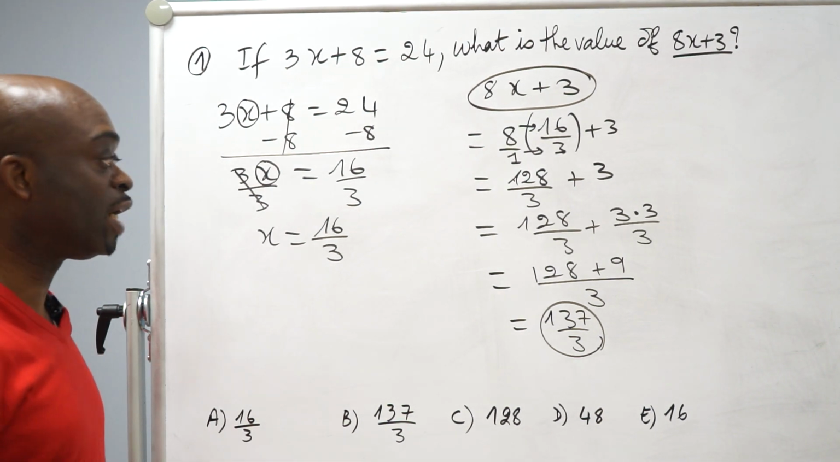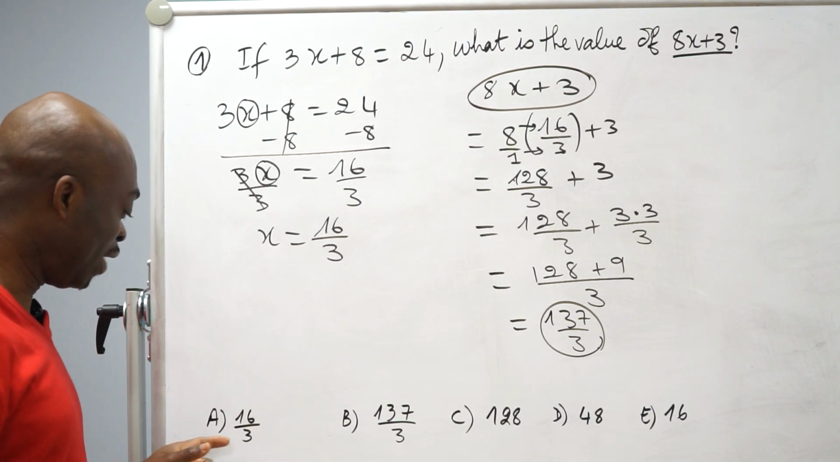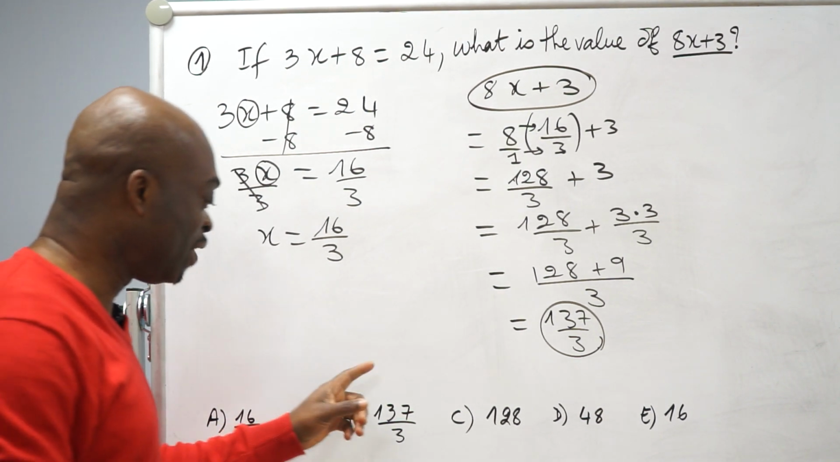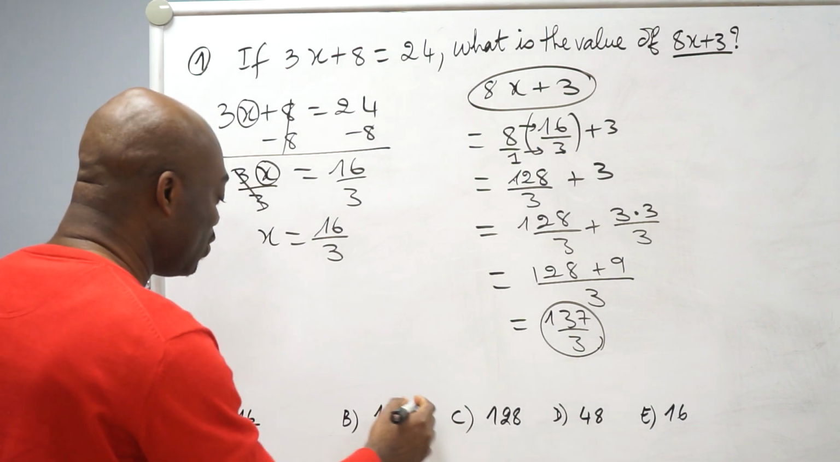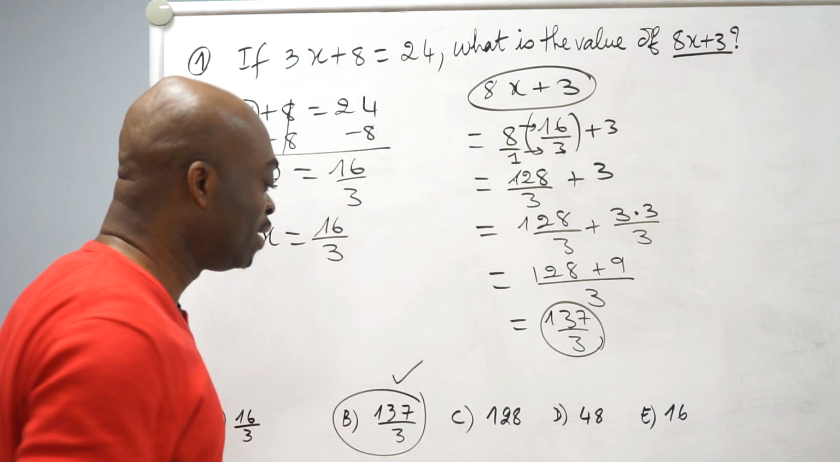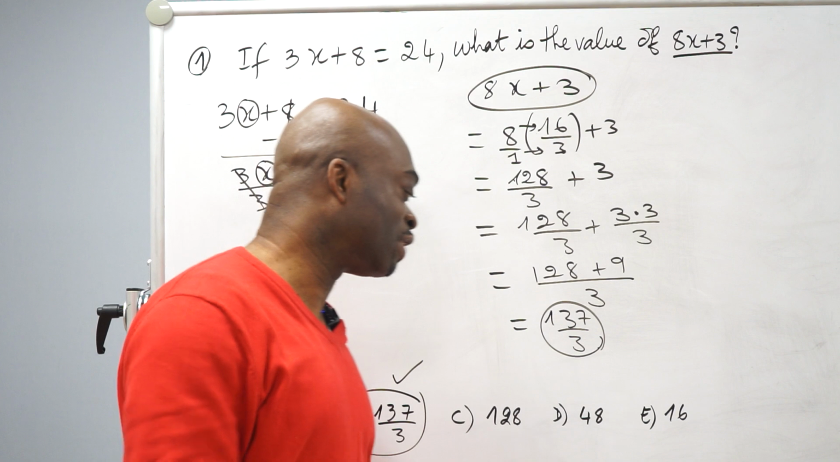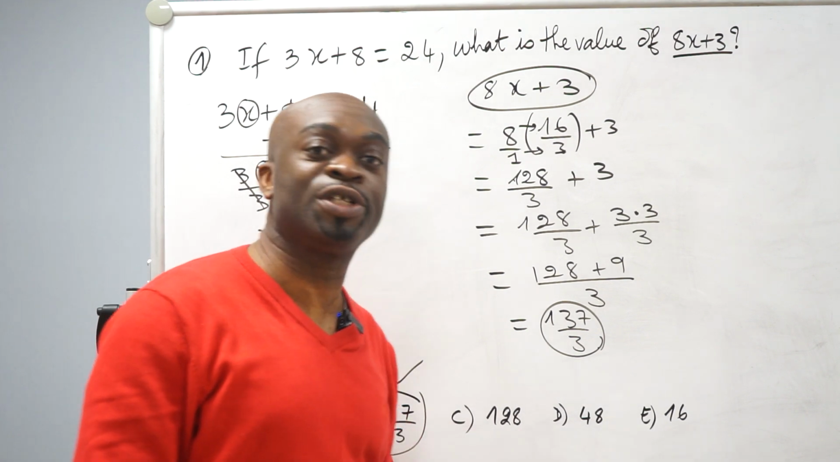And now we can check here and see if we have it. For A, we have 16 over 3. For B, we have 137 over 3. So this one is good. For C, we have 128. D, which is 48. E, which is 16.